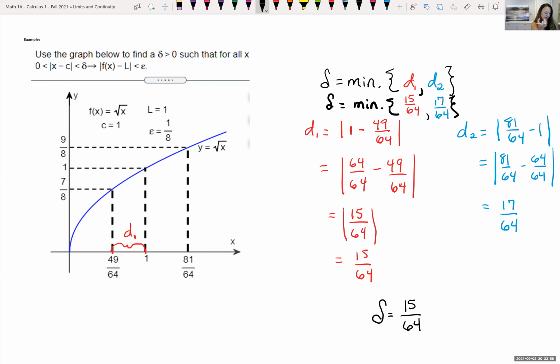So we would have to shrink this piece over here. And we could actually figure out what the bounds would have to be, right? I know I need to add my distance 1 here. So if I add 15/64 here to my 1, that would give me 79/64.